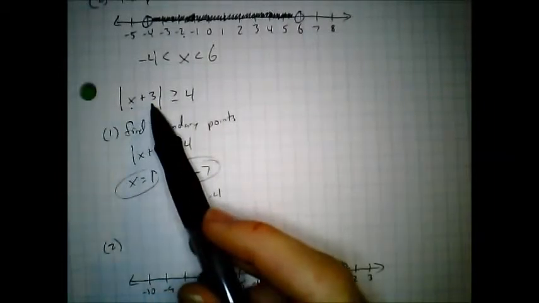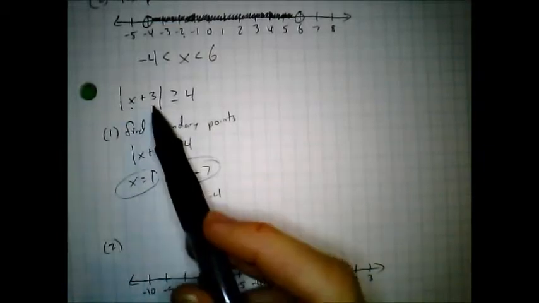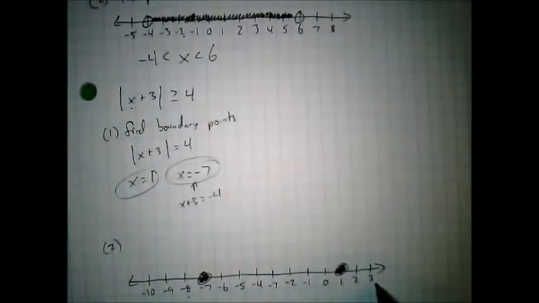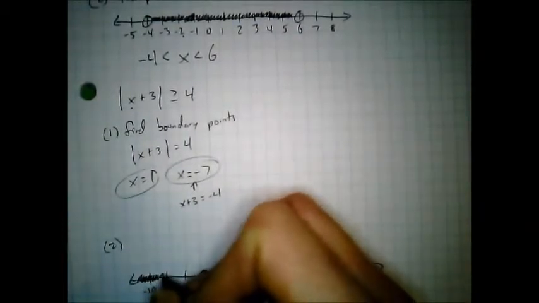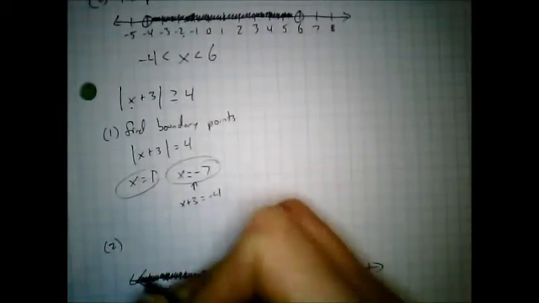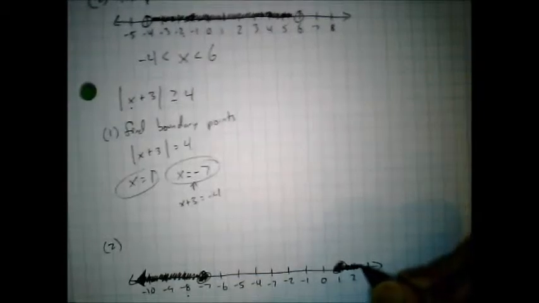Negative 8 plus 3 is negative 5. Absolute value is positive 5. That's bigger than 4. Negative 10 plus 3 is negative 7. Absolute value is positive 7. That's bigger than 4. Let's double check on the right side over here. 3 plus 3 is 6. Absolute value is 6. That's greater than 4. And it takes 2 seconds to check your points, and that's all I'm doing. I'm testing my points. I'm finding where my solutions are. My solutions are going off to the outside.